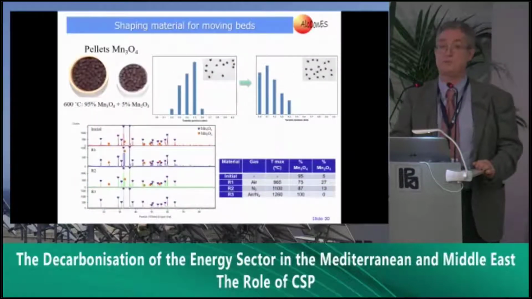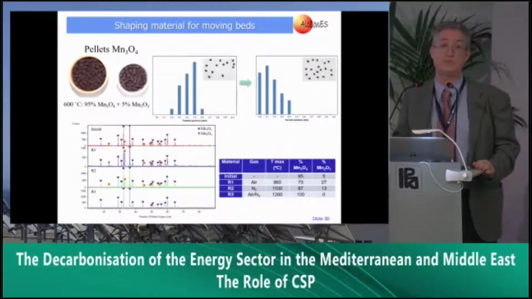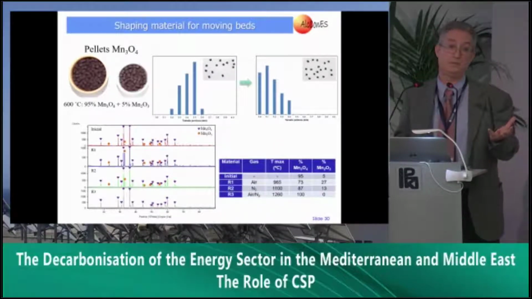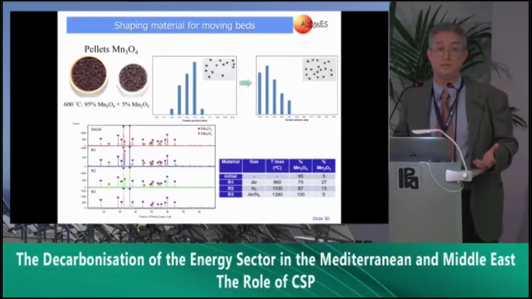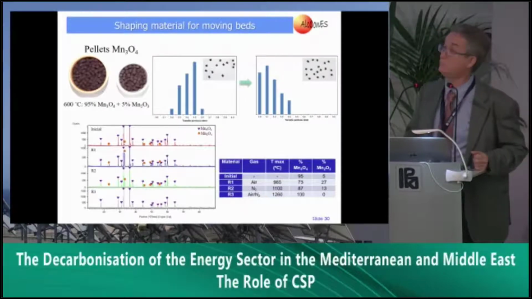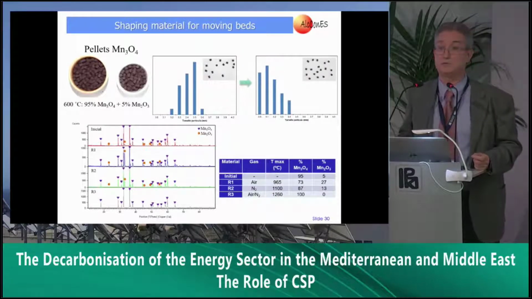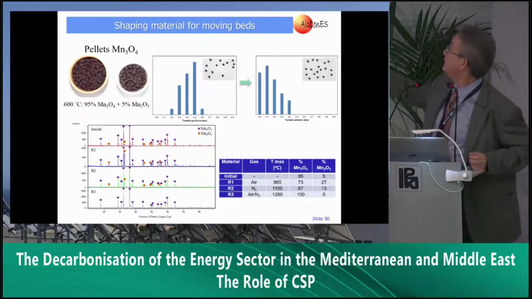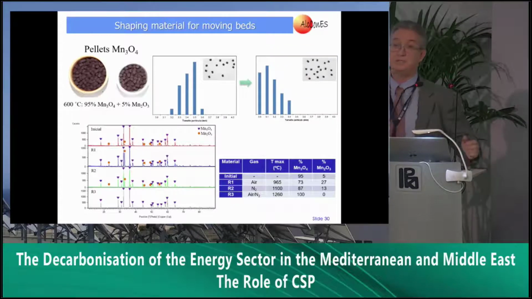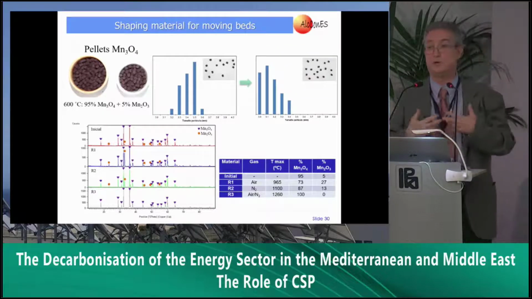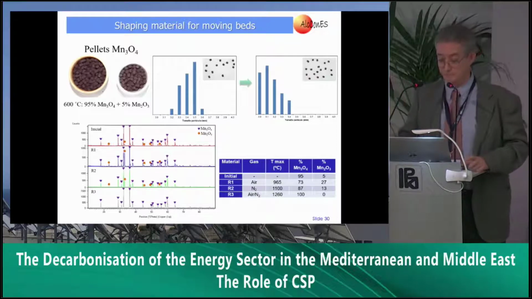Second problem is shaping. You have to shape the material. Most of the time you get it as powder, but the powder does not have good properties. So you have, for example, for rotary kilns, you have to produce pellets. And this is an example of good pellets that we produce with manganese oxide. But the problem is after a number of cycles, you see the two graphs and the size of the particle, and you see that there is an attrition, and you are losing at the end the size of the material.